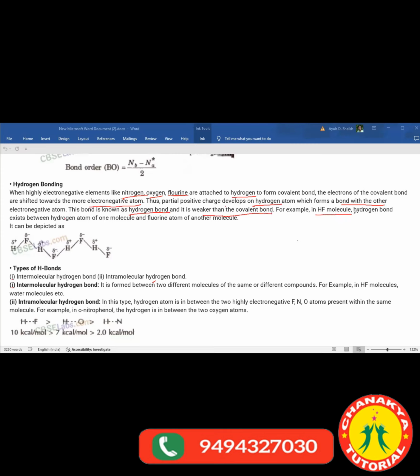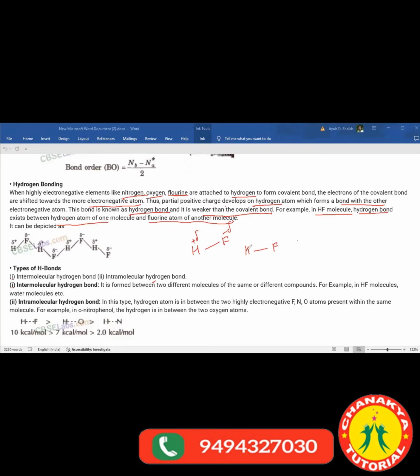For example, in HF molecule, hydrogen bond exists between the hydrogen atom and the fluorine atom of another molecule. Here, it can be depicted as, suppose you have HF, hydrogen fluoride has been formed and you have taken the liquid of it. So we know that this bond has a dipole moment, it's a polar bond. So there will be a positive delta on the hydrogen and negative delta charge on the fluorine. In its near vicinity, there would be again another hydrogen and another fluorine, right?